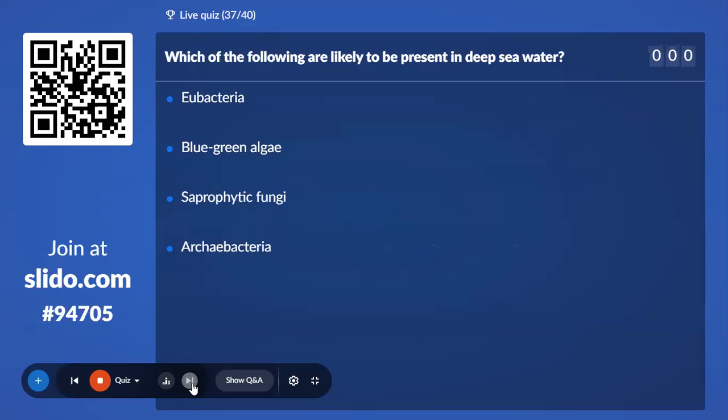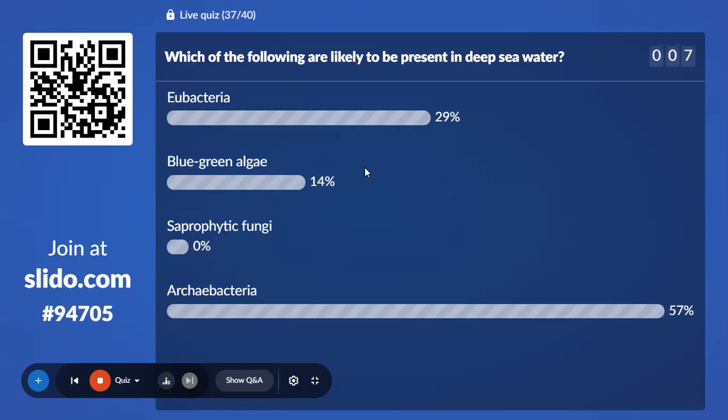37th question on the screen. Simple question. I want only one answer, guys. Please. After this question, I will give you the leaderboard to find out who all gave the wrong answer. Which of the following are likely to be present in deep sea water? Option A, bacteria. Option B, blue-green algae. Option C, saprophytic fungi. And option D, archaebacteria. This question doesn't contain 100% of marks with one option. 29% with bacteria, 14% with blue-green algae, 57% with archaebacteria.